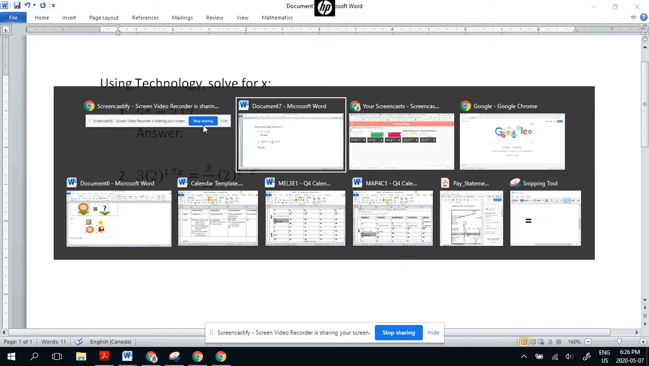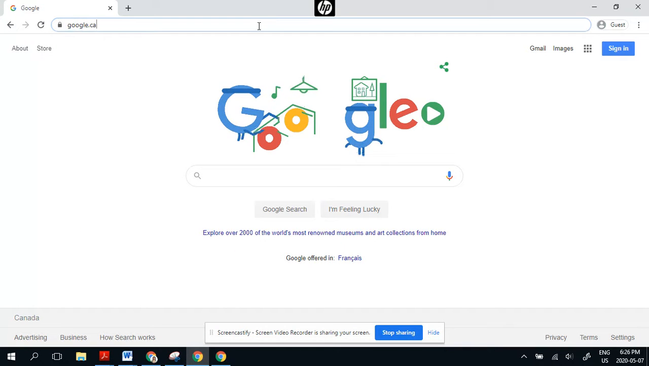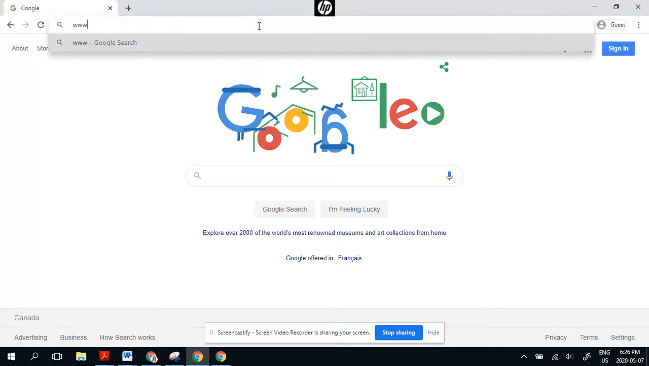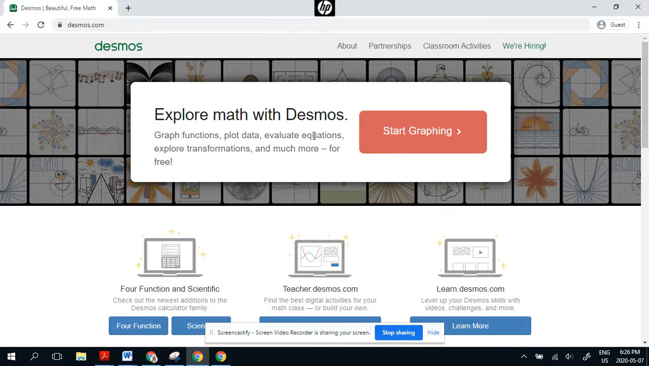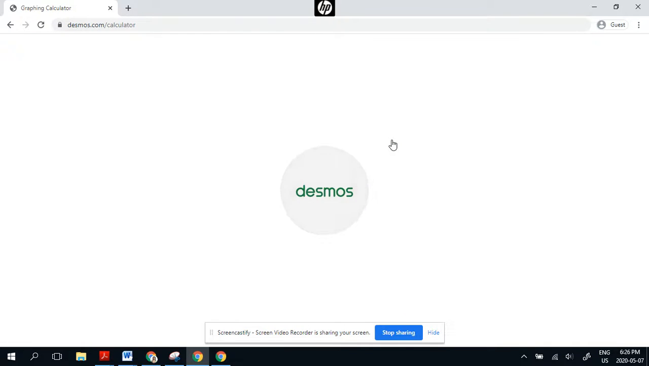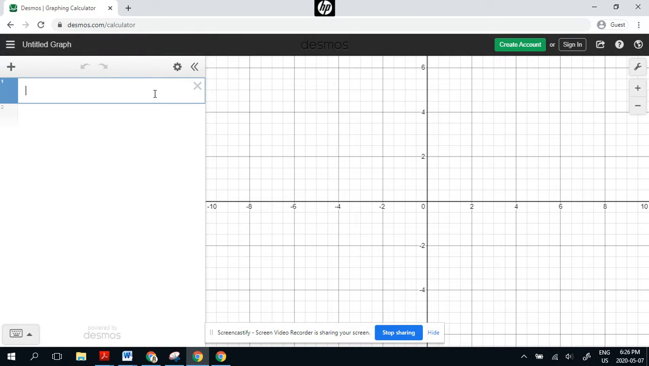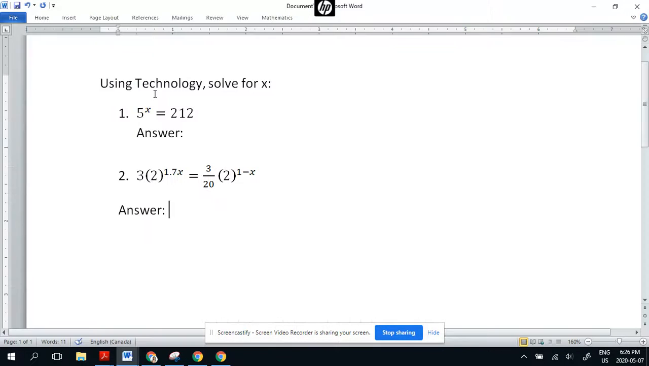We're going to go to our web browser. You could do this on your phone as well. And we're going to use a program called Desmos. Desmos is a graphing calculator, and it's fairly powerful in graphing. So I'm going to graph the two functions that I have here.